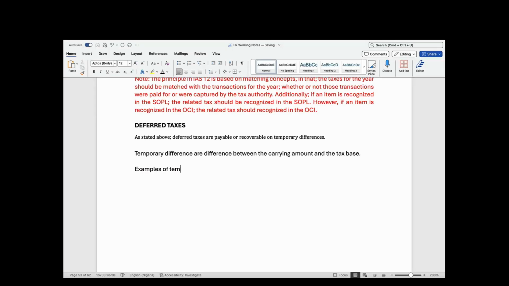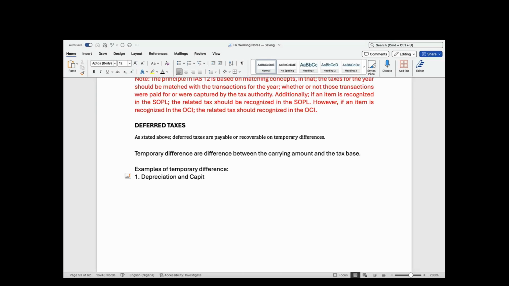Examples of temporary differences. Number one is depreciation and amortization. What am I saying?